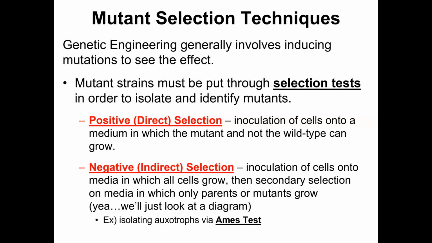So when we go through this, a couple of things. One, you do this by using selective media. And two, we're talking about this now because in the next chapter, we're going to talk about genetic engineering. And part of genetically modifying bacteria is knowing when you have a mutant and using the right test to identify those mutants.